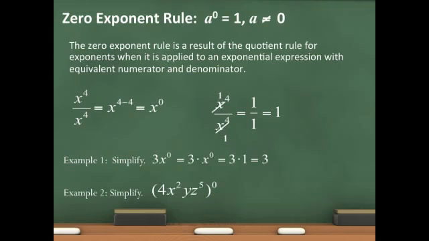In example 2, the expression 4x squared, y to the first, z to the fifth, the complete expression is raised to the 0 power. This reduces to 1 since everything inside the parentheses is raised to the 0 power.